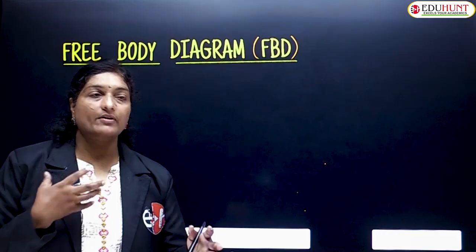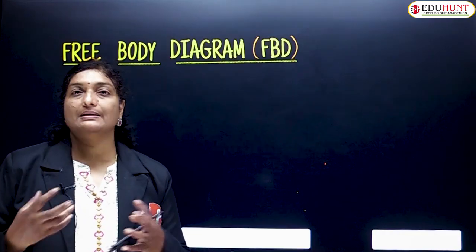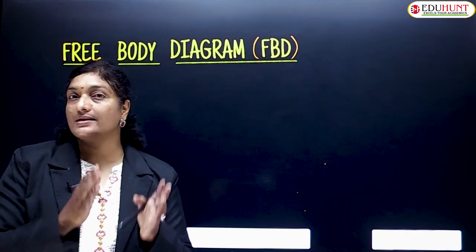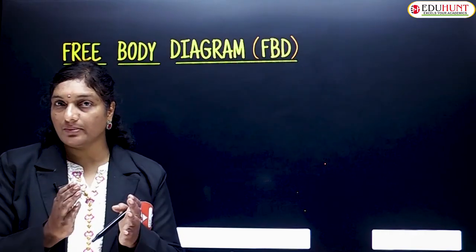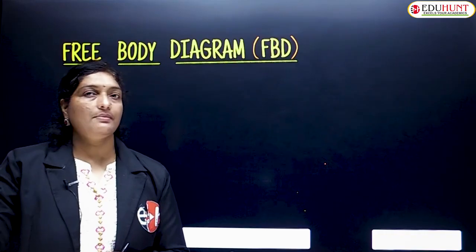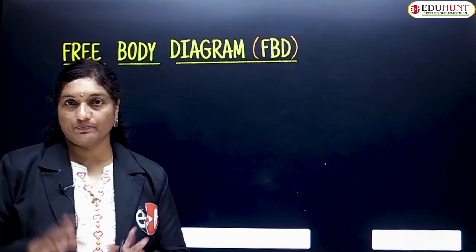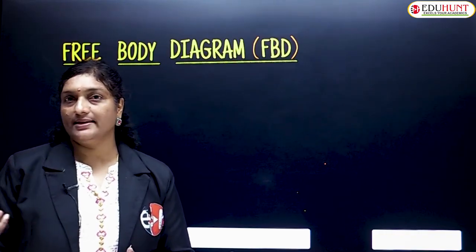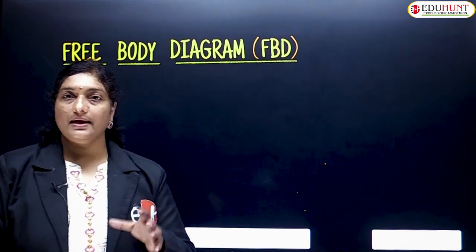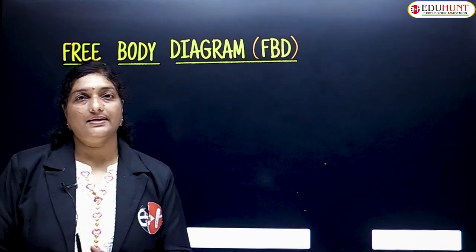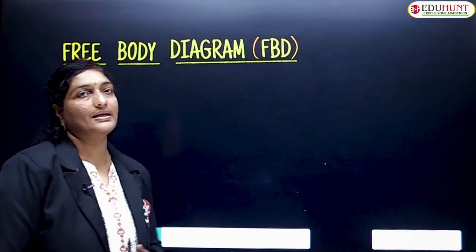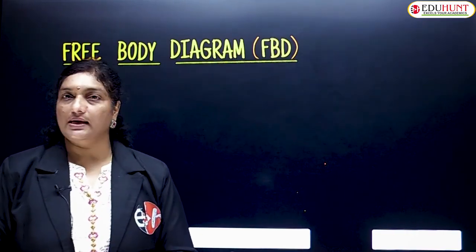But to make our calculations easier, what we are doing is isolating a part of a body from the complete system and making some calculations based on that. This isolating of the body from the rest of the complete system is a diagrammatical representation. That diagrammatical representation of the body is called a free body diagram.